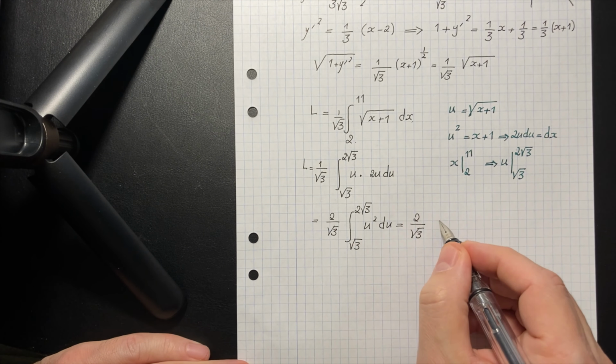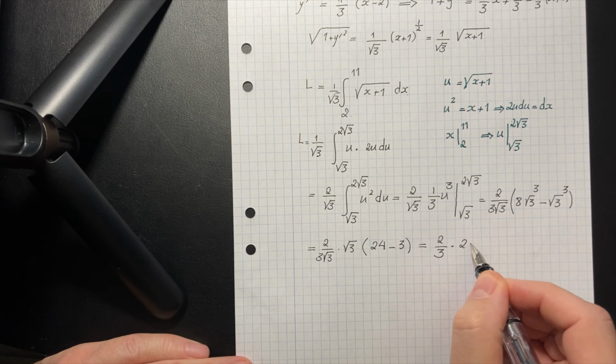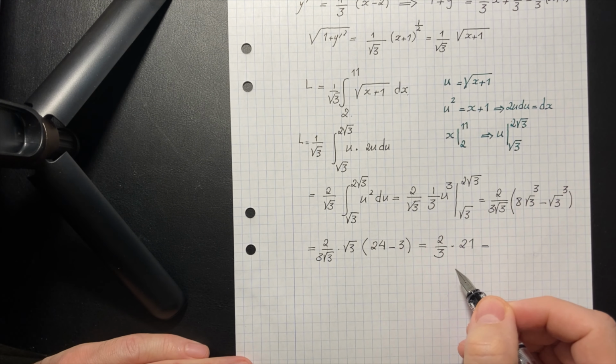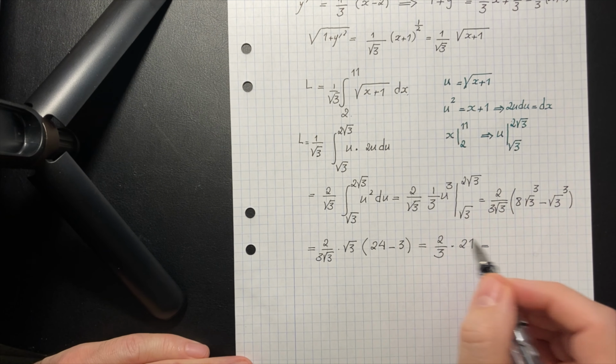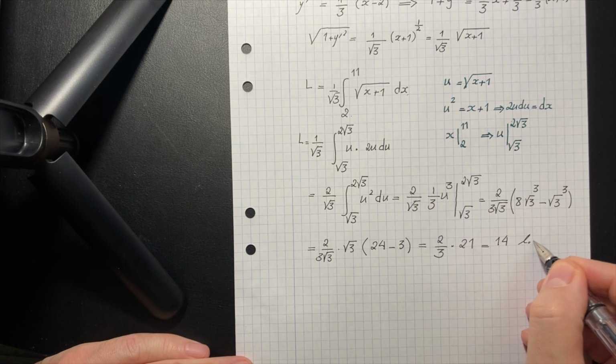And now what happens? This square root of 3 and that square root of 3 are simplified. So I am left with 2/3, and this number is simply 21. And now finally 3 and 21 are simplified. 7 is left. 7 times 2 is 14 length units.